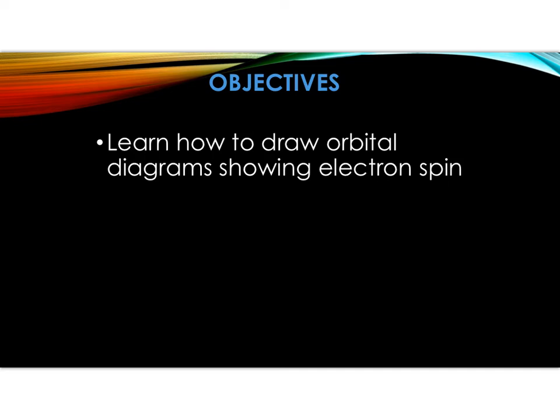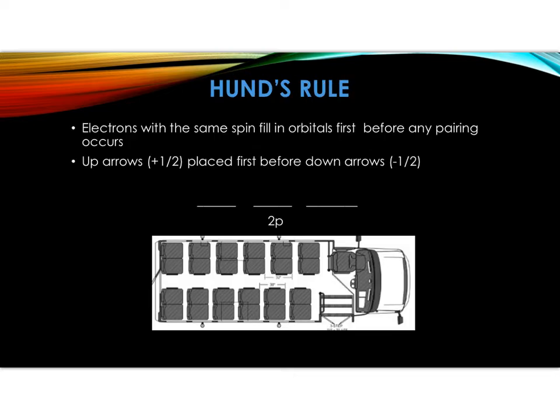So what we're going to learn in this video is how to draw orbital diagrams showing electron spin. Previously, when we talked about the rules for electron configuration, we talked about Hund's rule. And if you remember, Hund's rule basically says that when you're filling electrons into orbital diagrams, they fill in first before any pairing occurs.